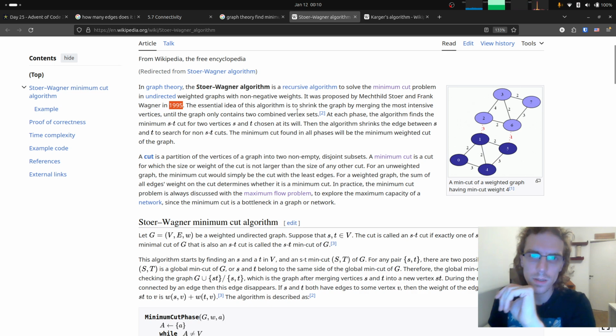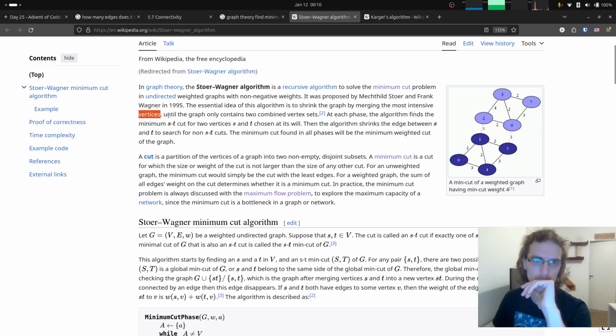The idea is to shrink the graph by merging the most intensive vertices. So this is kind of similar until the graph only contains 2 combined vertex sets. Isn't this kind of the same thing?